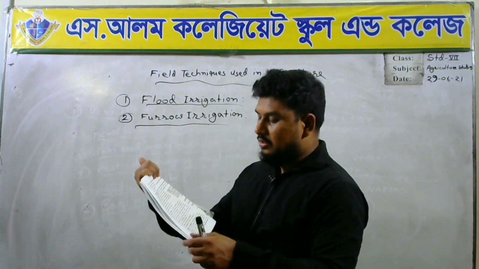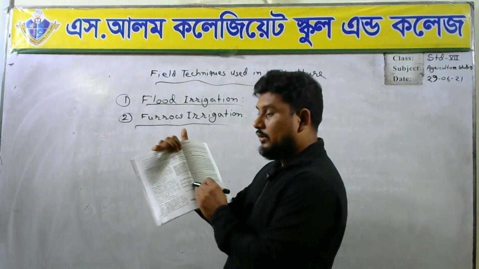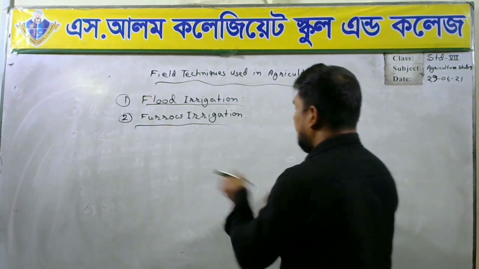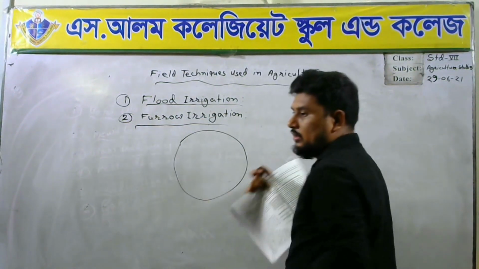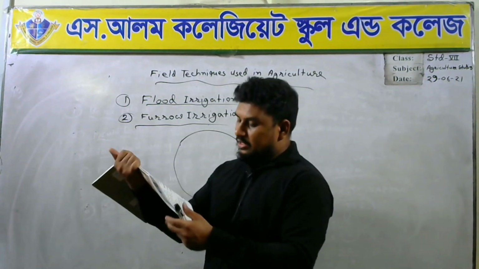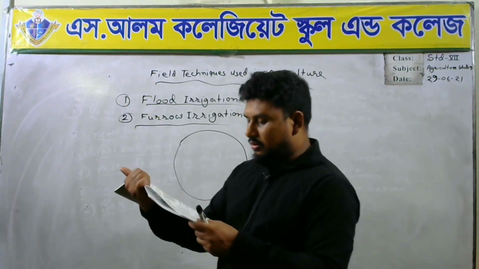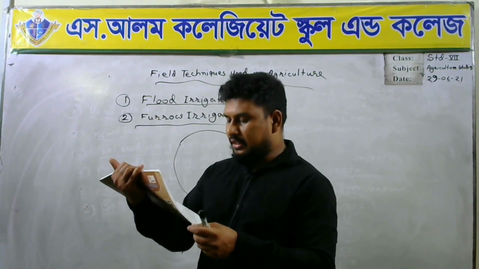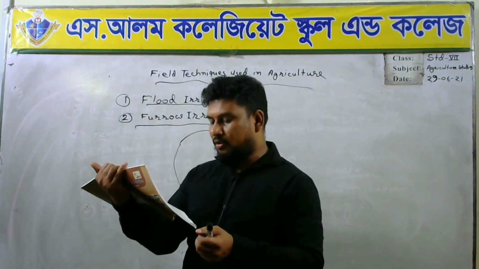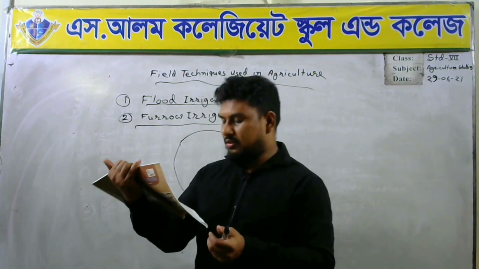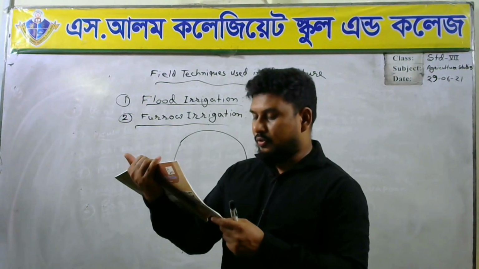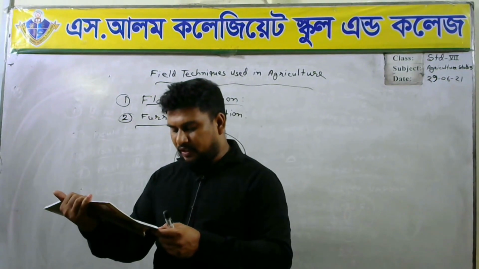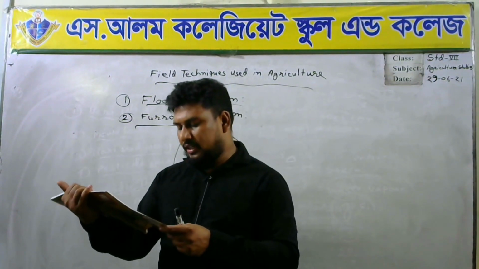And the next one, circular irrigation. Look at the picture. Circular means this is a circle. In this method, water is not supplied to the whole field, only the soil around a tree is irrigated. This method is suitable for fruit orchards and social forest. In this method, wastage of water is minimum. Number 2, management of water is very easy.